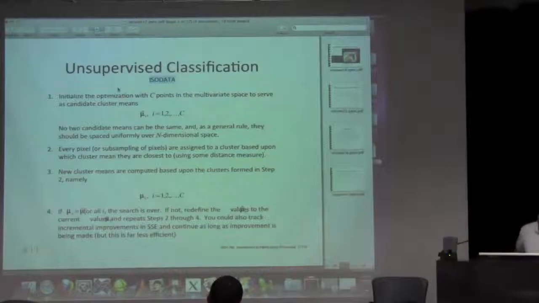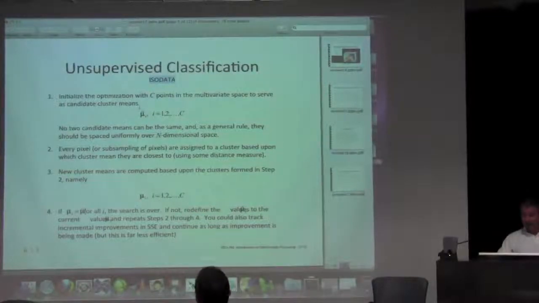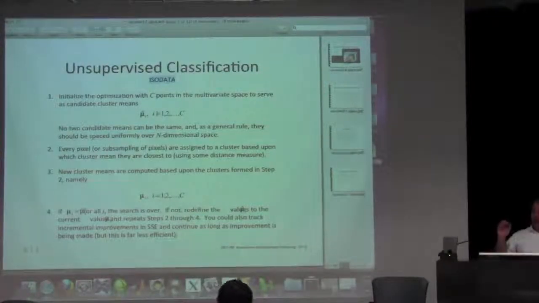All right, so what do we do? Well, you have this optimization going on where you have seed points that you want to classify in multivariate space. Right, so these are the points in your scene. All right, so initialize the optimization with seed points in multivariate space as candidate cluster means. All right, so I'm going to look at my scene and I'm going to take C points out of my scene and I'm going to say those are my means for my clusters.